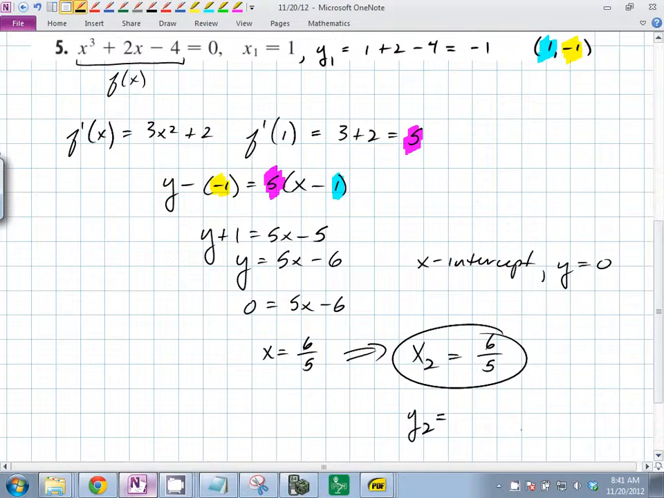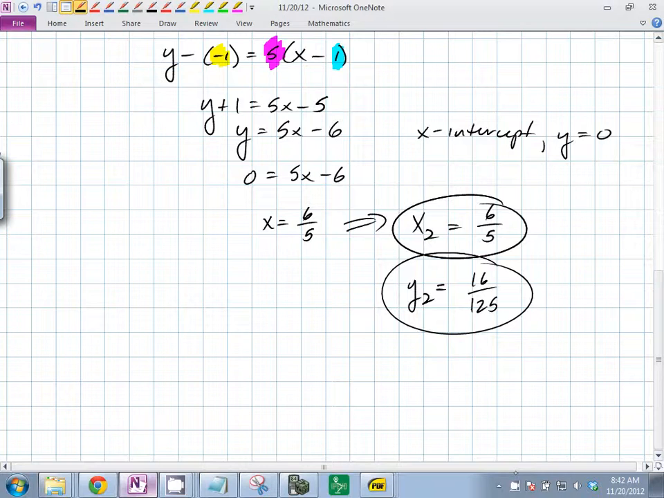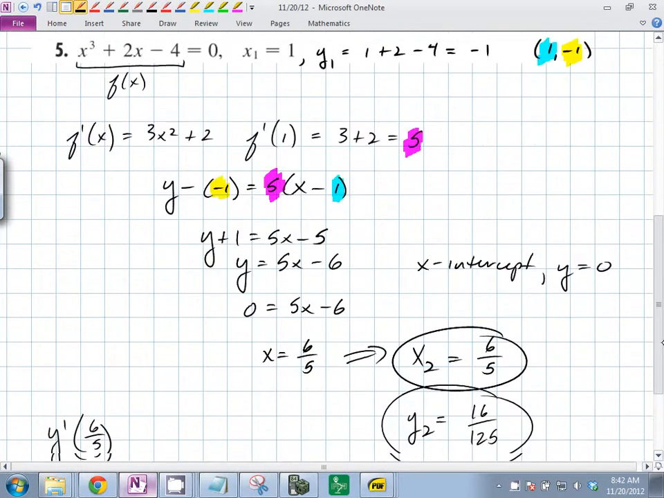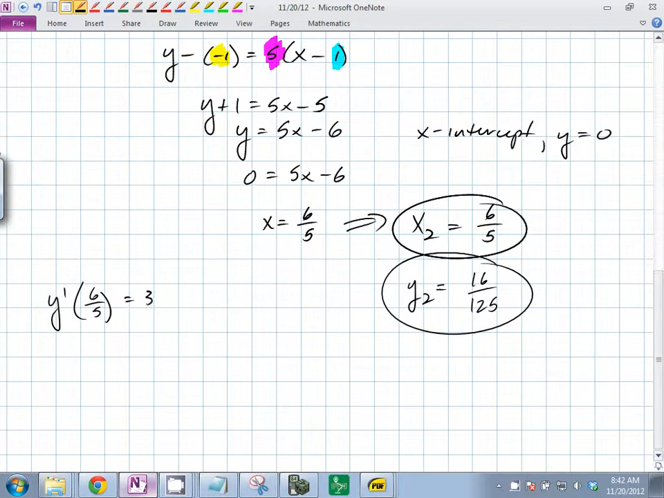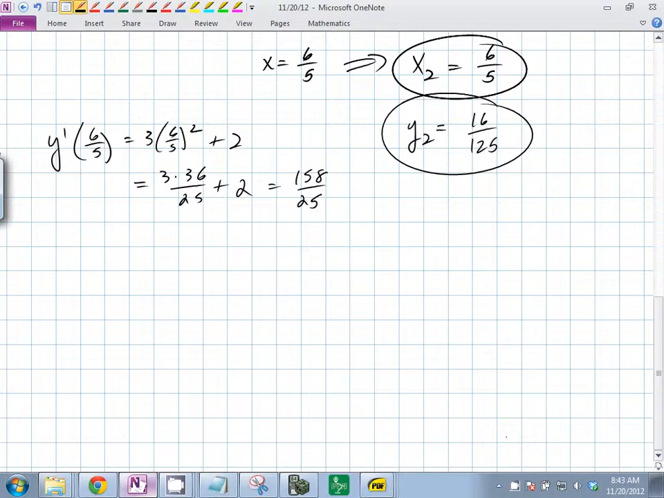Is this something you might want to use your calculator for? The slope. So you have y prime evaluated at 6 over 5. What was y prime? We had it up here. 3x squared plus 2. So it's going to be 3 times 6 over 5 squared plus 2. Thank you. So it's going to be 3 times 36 over 25 plus 2.